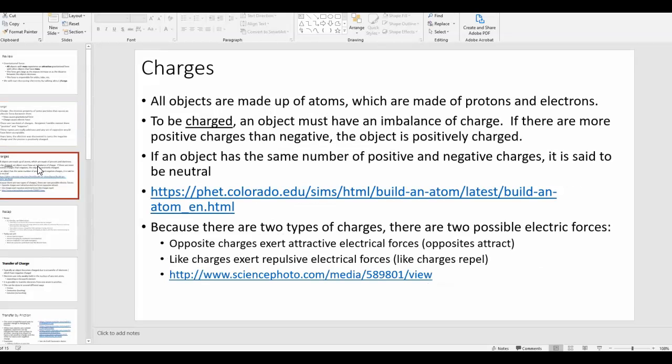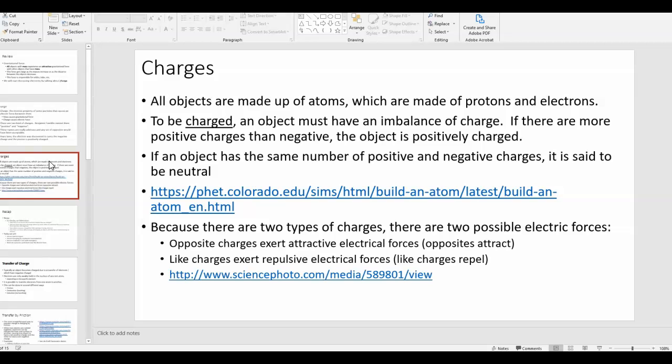Okay, and so just to talk a little bit more about charge, you should have learned at some point in the past that all objects are made up of atoms. And there's different types of atoms. There's a whole periodic table showing you the different types of atoms. And each atom is made up of protons and electrons. And most atoms have an equal number of protons and electrons. But if you have an imbalance of protons and electrons, then that atom has a charge. It has an overall net charge.